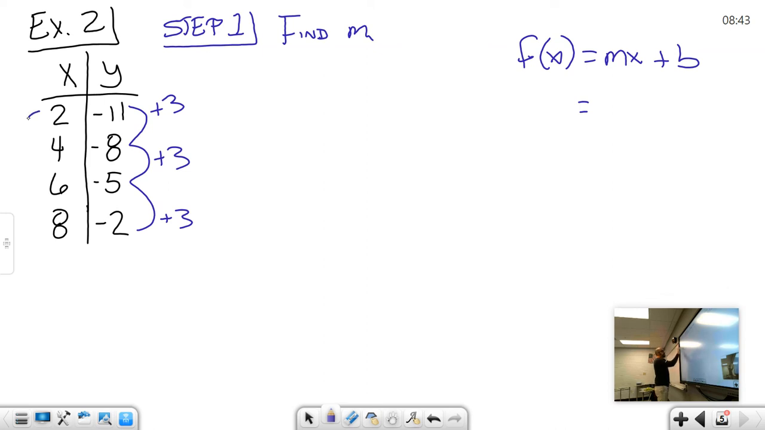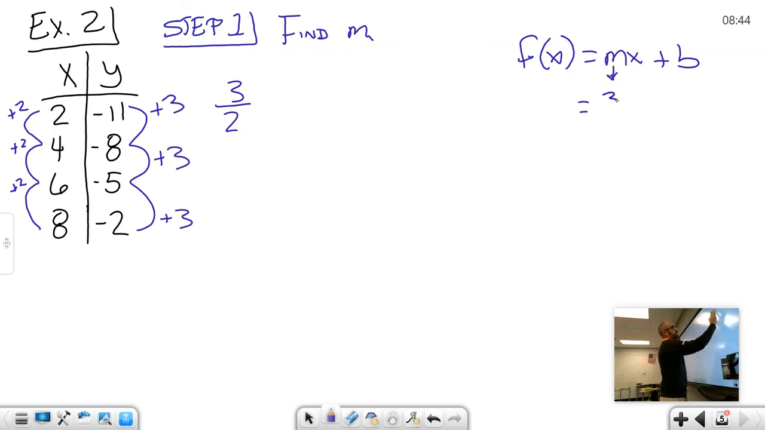My pattern for x, 2 to 4, well, we're adding 2. 4 to 6, we're adding 2. 6 to 8, we're adding 2. So my change in y is 3. My change in x is 2. So that'll be a fraction, 3 over 2. So if I fill that in for m, 3 over 2x, that part's done.